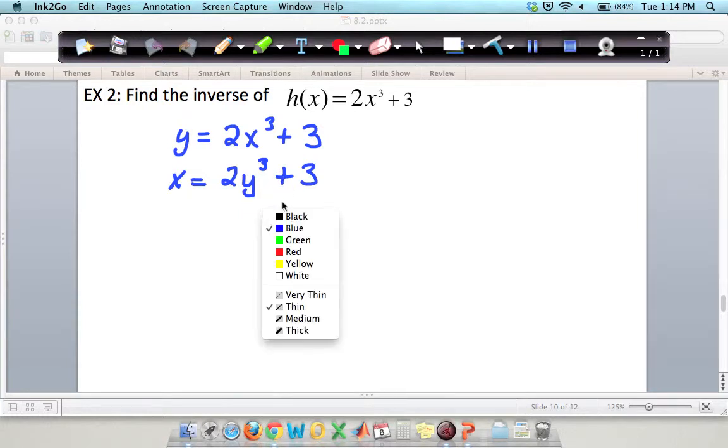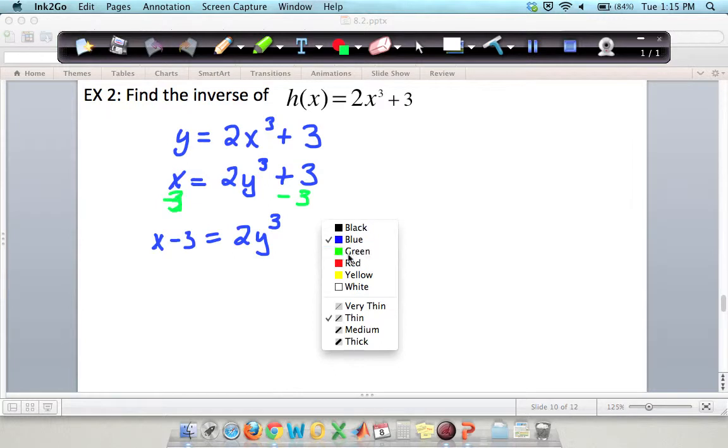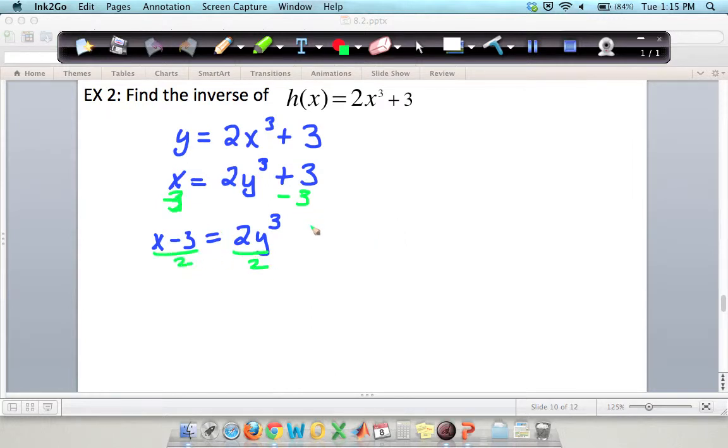So I'm going to subtract 3 from both sides. And I have x minus 3 equals 2y cubed. And now I'm going to divide both sides by 2. And you get y cubed equals x minus 3 divided by 2.